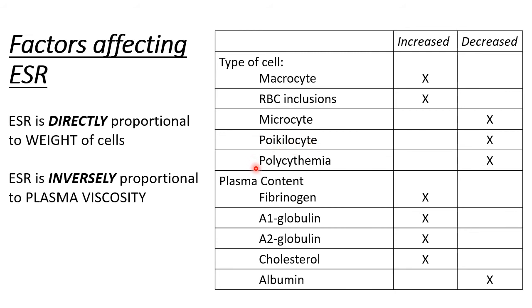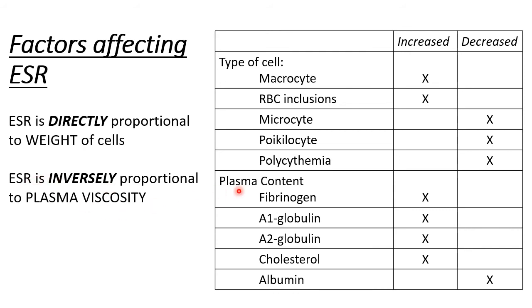Okay? Sa polycythemia naman, madami ang cells as compared to your proteins which may trigger rouleau formation. Kung wala kang mga proteins, konti lang yung mag-rouleau formation kahit na sobrang dami mong cells. Okay? Next naman, sa mga plasma content. Ang sabi sa rule, ESR is inversely proportional to the plasma viscosity. More viscous ang ating plasma, lesser yung ating ESR.